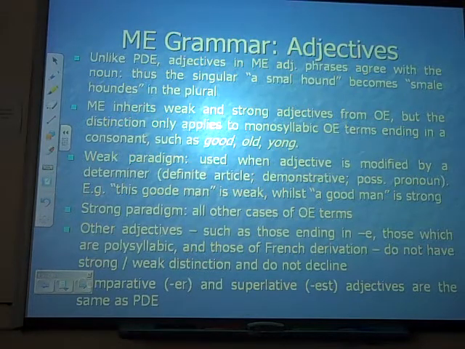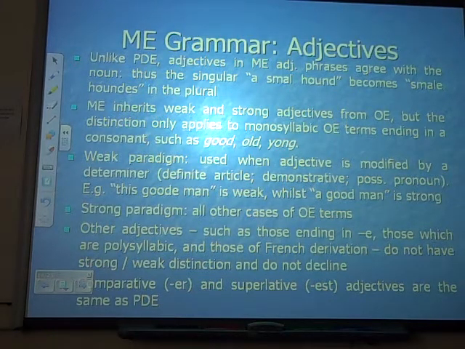So again, Middle English inherits those weak and strong adjectives from Old English, but the distinction only applies to those monosyllabic terms from Old English which end in a consonant. It gets very bitty and annoying, such as good, old, young.